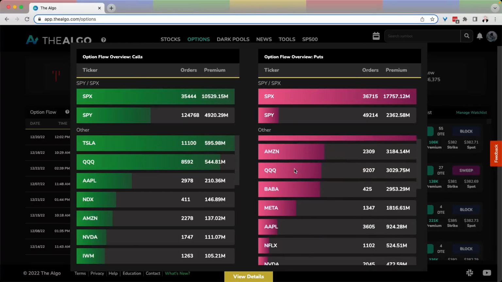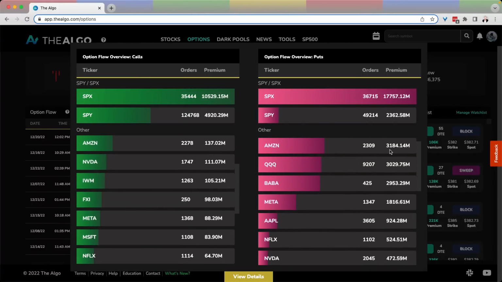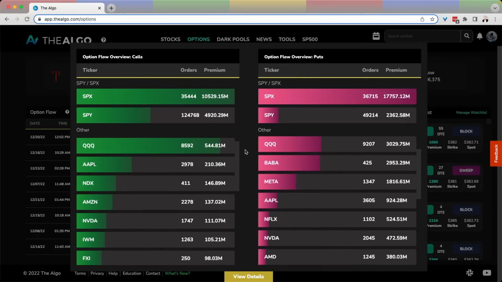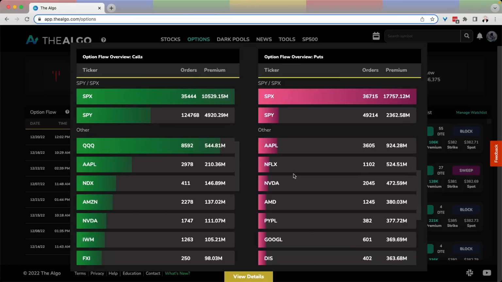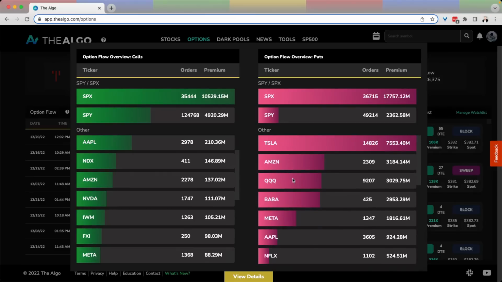Next one here is going to be Amazon. We look at Amazon. We got 3 billion short, 137 million long. Whoa. All right. After that, we got QQQ. So let's look at QQQ here. We got 3 billion short. We got 500 million long. If we look at Apple, Apple's the one that actually has the best ratio, 900 million short and 200 million long. So that's only about a 5-to-1 put call ratio.